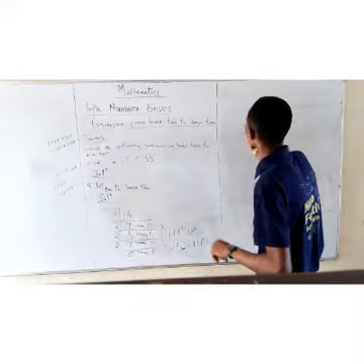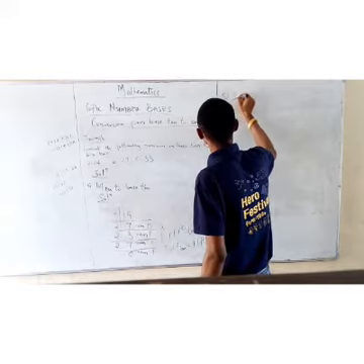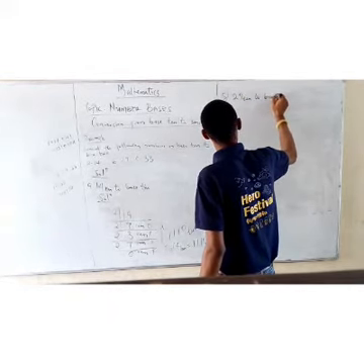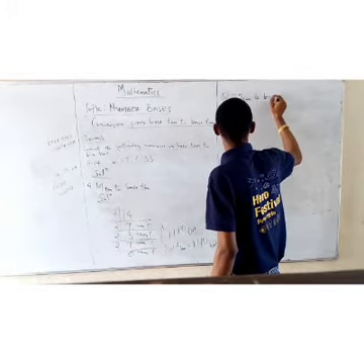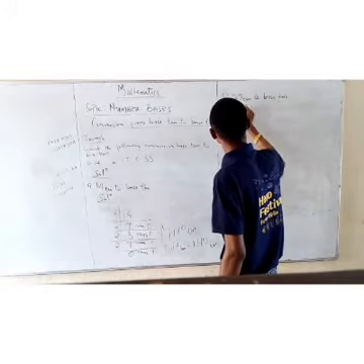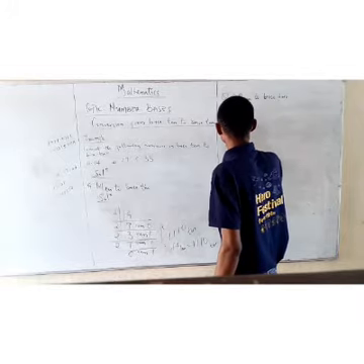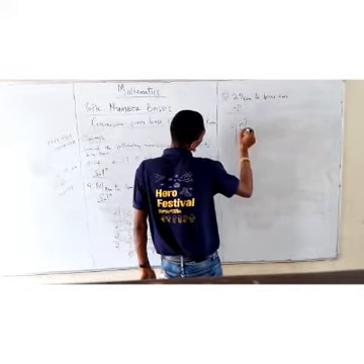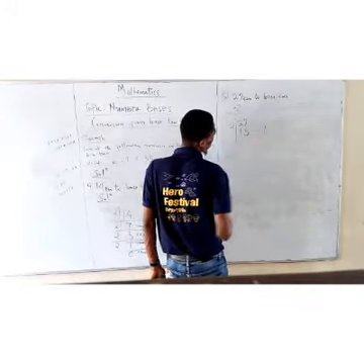Let's try another example. We have what? 27 base 10 to binary, base 2 rather. So we have what? 27. Divide all through by 2. 2 in 27, we have 13 here. 2 in 7, we have 3. Remainder what? 1. Okay?